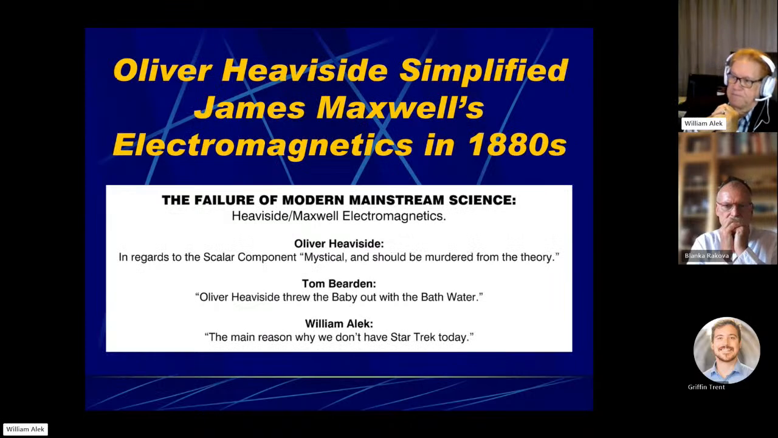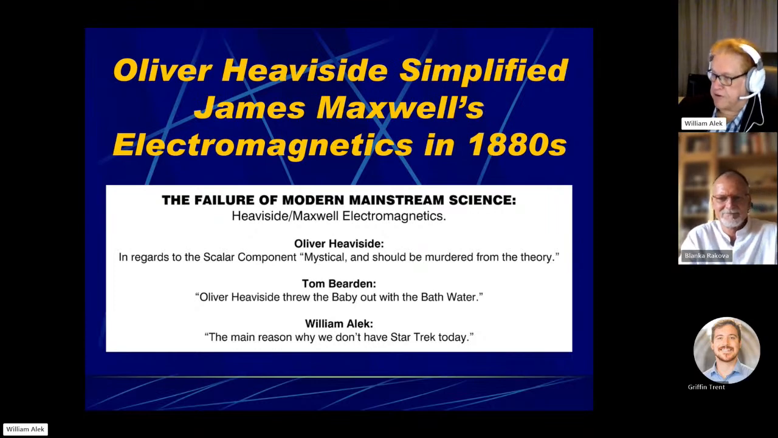Okay, so this is what Oliver Heaviside did. I mean, he simplified Maxwell's equations. He did this back in the 1880s, okay? And a quotation here from Oliver Heaviside, referring to the scalar component and why he took that out, he says that the mystical side of this equation should be murdered from the theory, okay? Because for all practical purposes, it's zero.